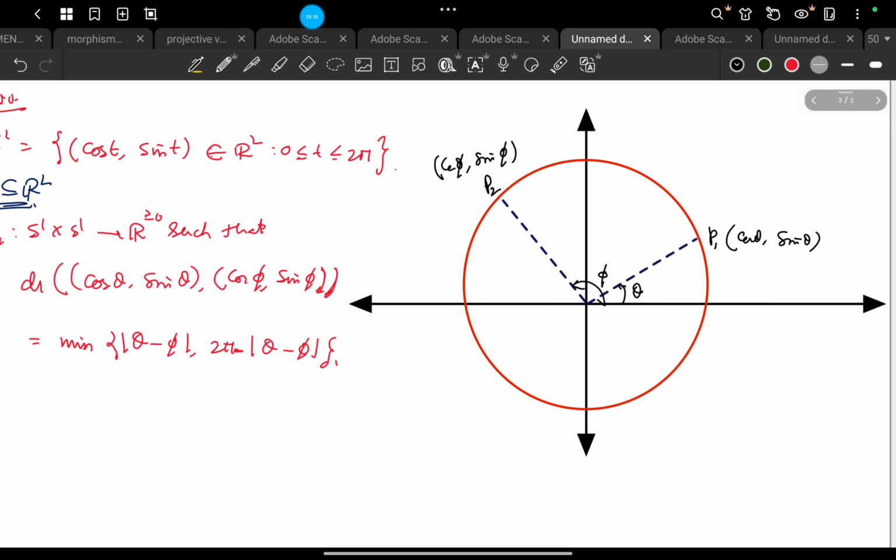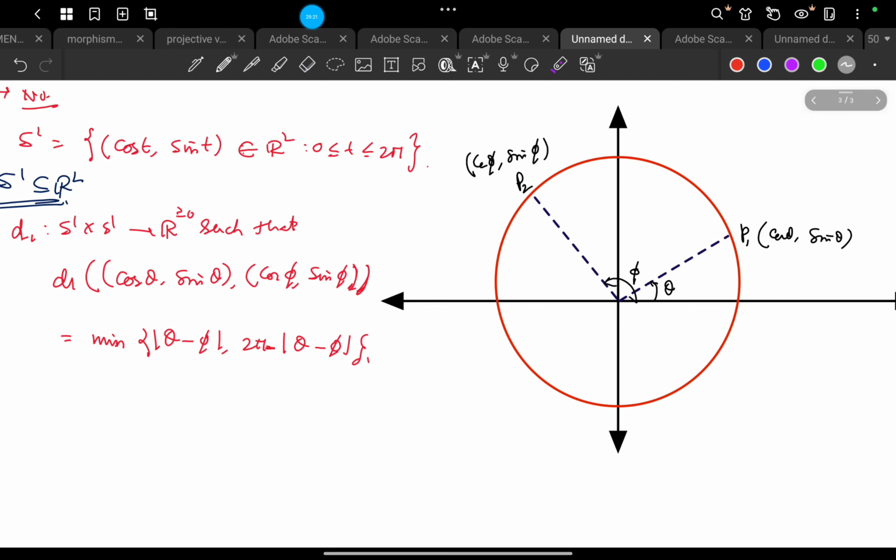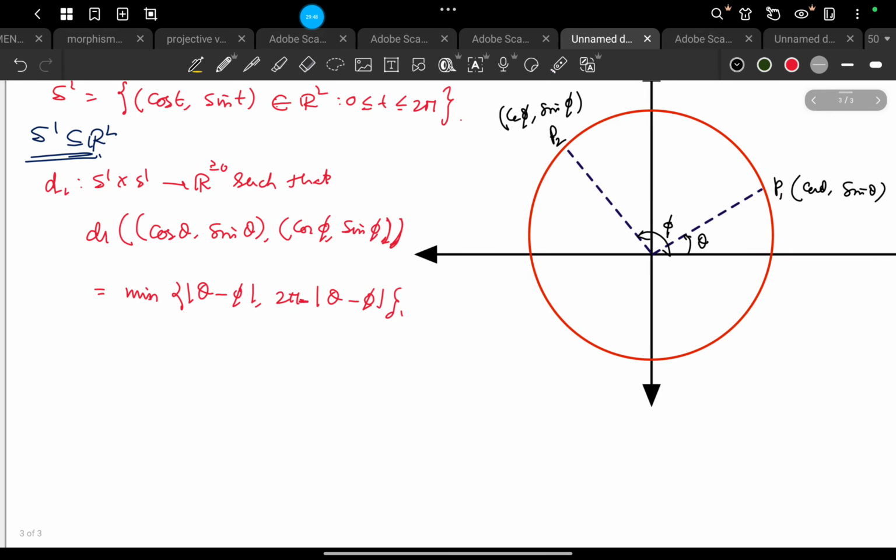Okay, so if we have this map, what does this D1 mean? Either this one or this one, whichever is less. In fact, if we consider any map here, this is larger than this, so whatever is the minimum between this and this, that will be the value of D1.